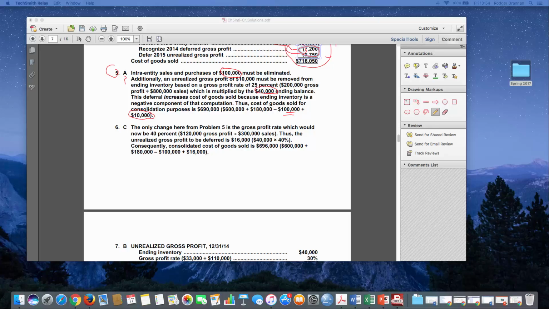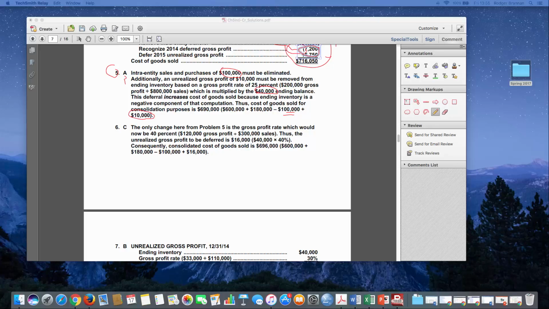But the thing that's different here is I still have $40,000 of inventory still sitting on the books. But the gross profit rate of the subsidiary on its sales is 40%.